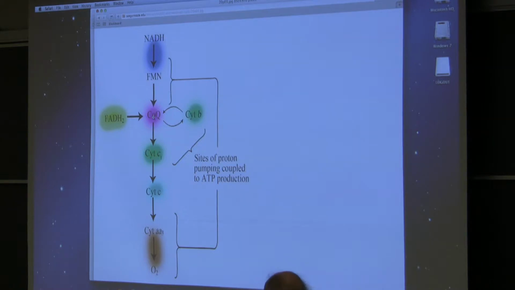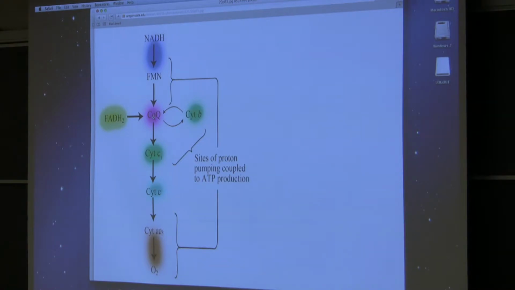Well, the electrons have to go somewhere. Electrons don't just get donated to something and disappear. They have to go to something. And so they actually travel through a series of molecules and complexes, and they ultimately are donated to oxygen to make water. It takes a couple protons to do that too. So the ultimate acceptor of the electrons is oxygen.